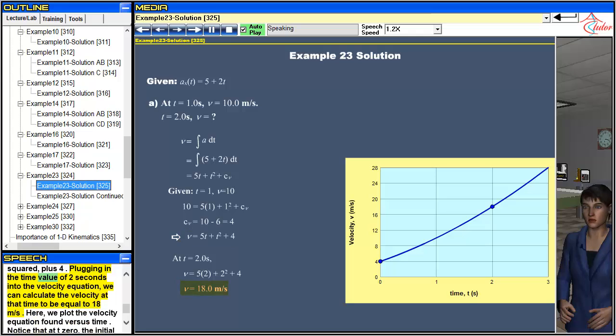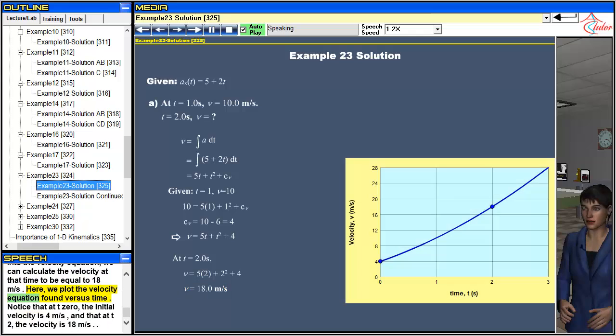Plugging in the time value of 2 seconds into the velocity equation, we can calculate the velocity at that time to be equal to 18 meters per second. Here, we plot the velocity equation found versus time. Notice that at t equals 0, the initial velocity is 4 meters per second, and that at t equals 2, the velocity is 18 meters per second.